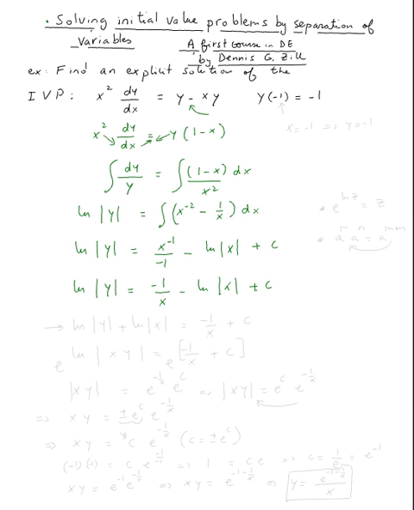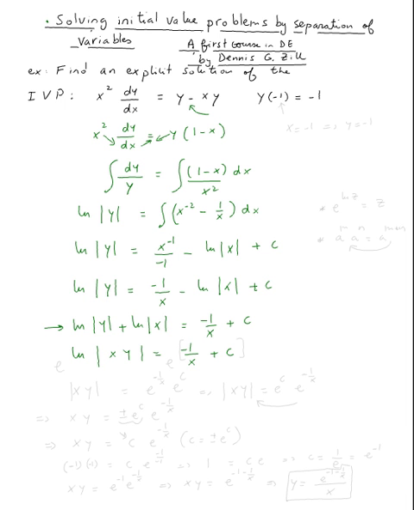Every time you have two ln's, if you want to have one ln, you probably want to move it to the other side. So let's do that. ln of absolute value of y plus ln of absolute value of x is equal to -1 over x plus c. Now this is going to be ln of absolute value of x times y is equal to -1 over x plus c. Right? I'm using the properties of logarithm here.